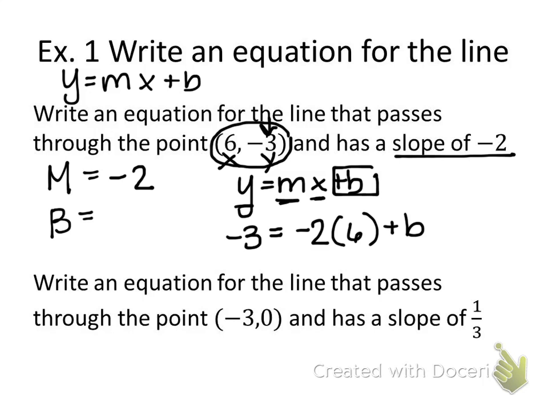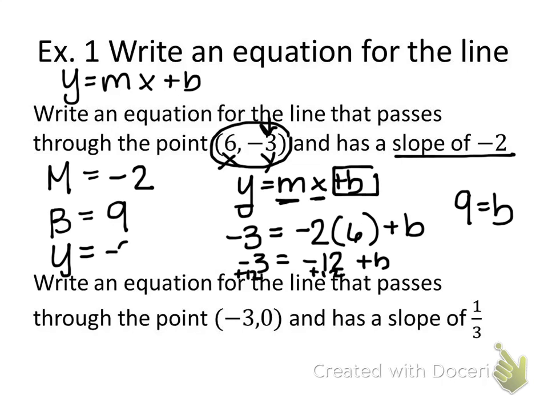So now I just solve my equation. -2 times 6 is -12. So then in order to move this 12, I need to add it to both sides. And I get -3 plus 12, which is 9, is equal to b. So now I know what b is, and I can write my equation in slope-intercept form. y equals -2x plus 9. Okay, that's exactly what you would do there.